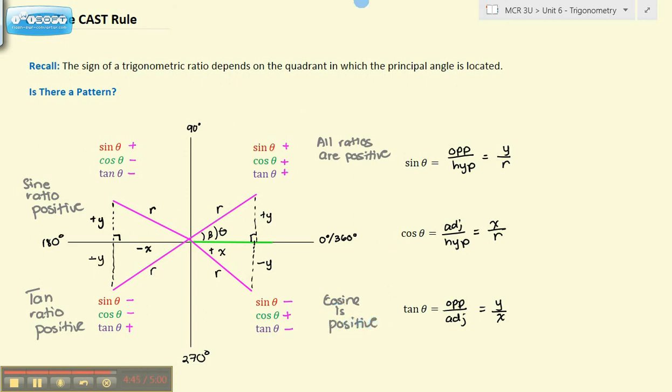If I take the acronym of each of these quadrants, I've got A, S, T, and C. If I start from here, I've got C-A-S-T, which spells CAST.